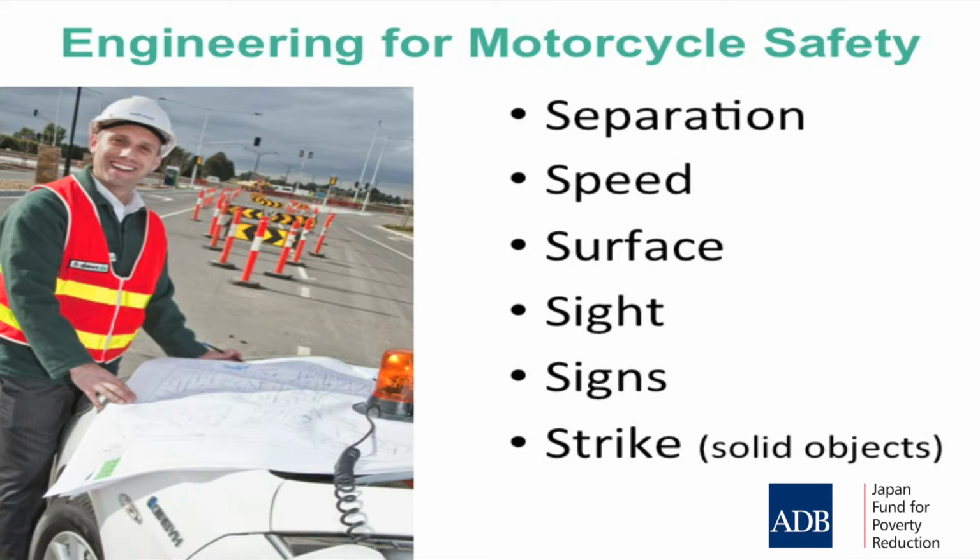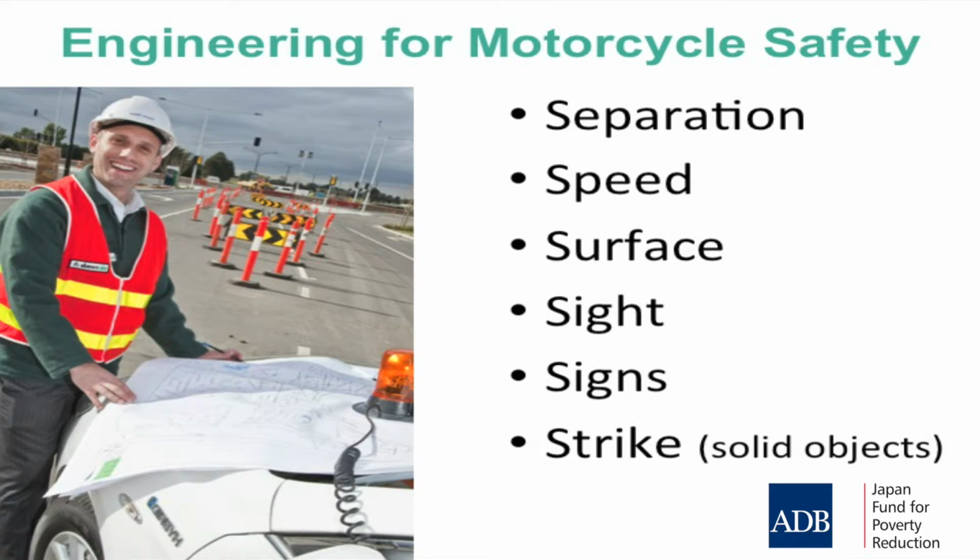Sight. And by this I mean motorcyclists are very small compared to cars, compared to trucks. They can be hard to see. So we need to think about sight lines and the ability for other road users to be able to see motorcyclists.